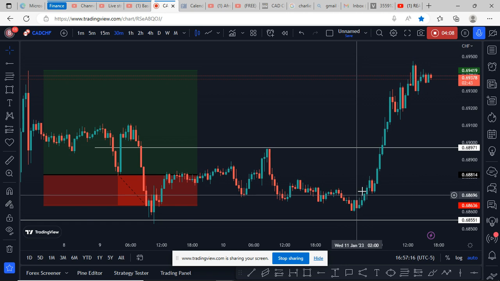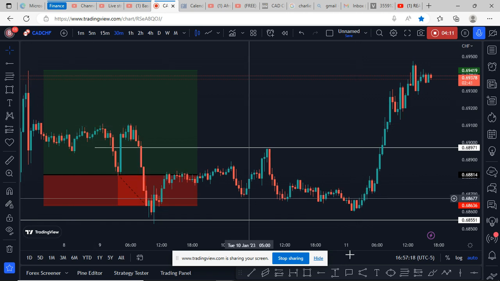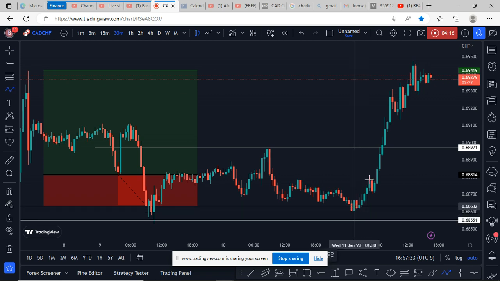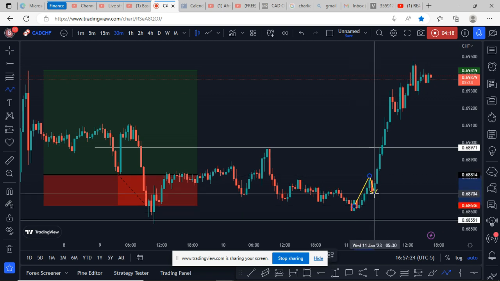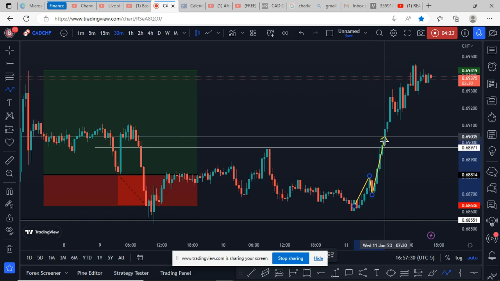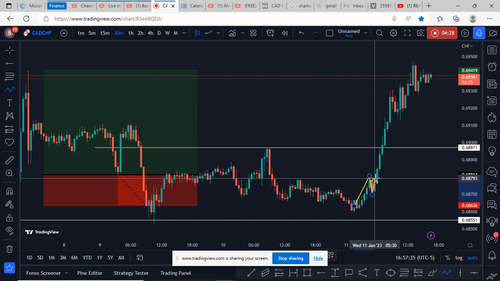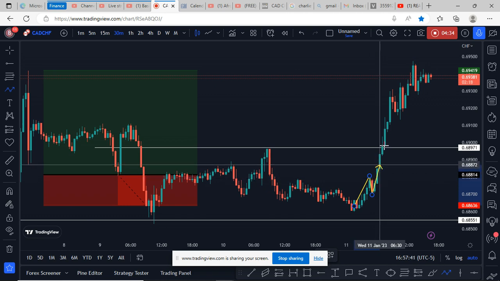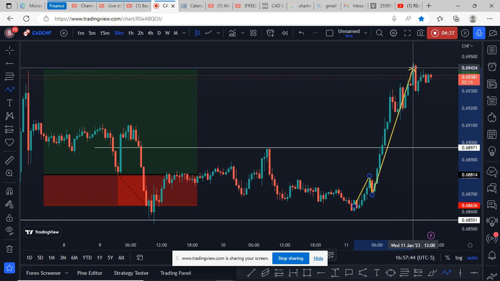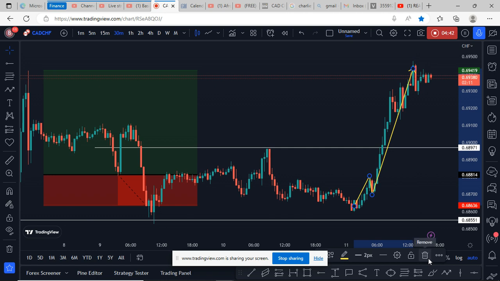So when it came here and started moving, immediately I saw this candle, this I would say inside bar candle, right? So immediately this inside bar candle formed and closed, I entered the market from here. And now, as you can see, I've made my profit and I'm out.